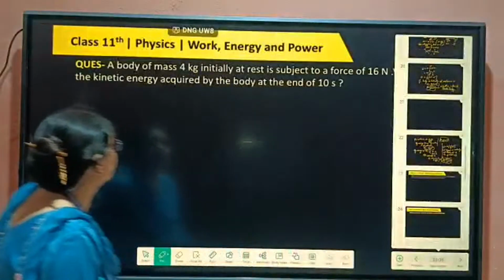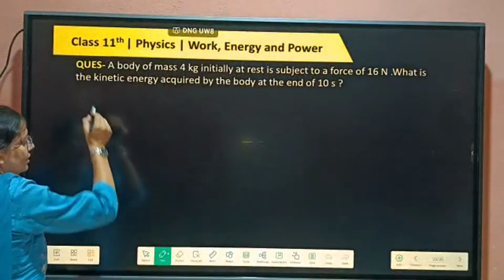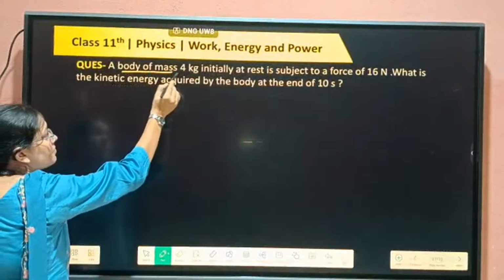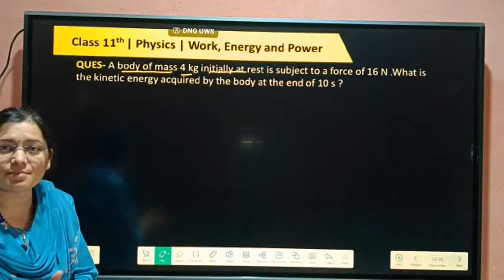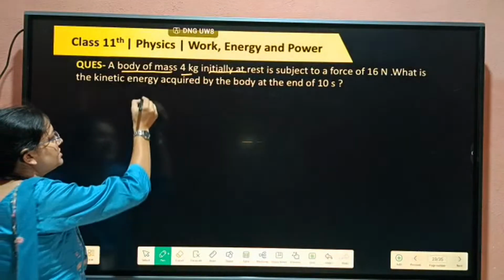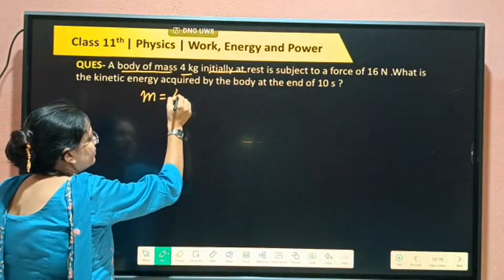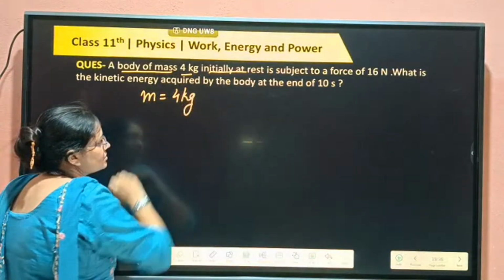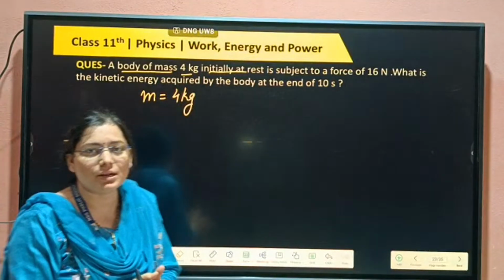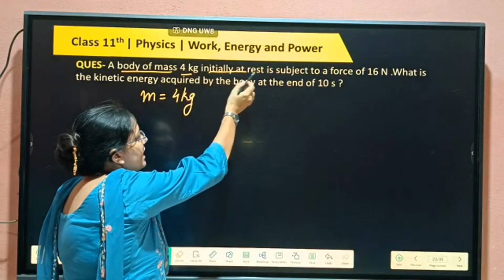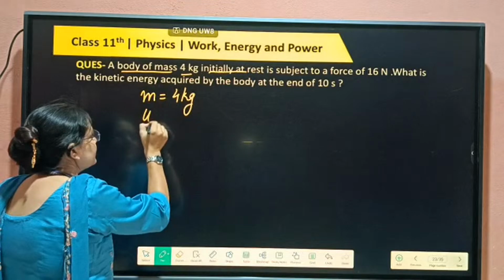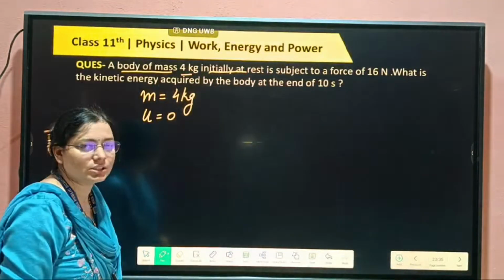See this question, beta, how we can solve this one using kinetic energy. A body of mass 4 kg is initially at rest. A body is given, whose mass is 4 kg. We are writing which values are given, then write them first, then check which formula you can apply to find this out. Okay, then initially it is at rest. Initially at rest means you can say the initial velocity of the body is equal to 0 only.